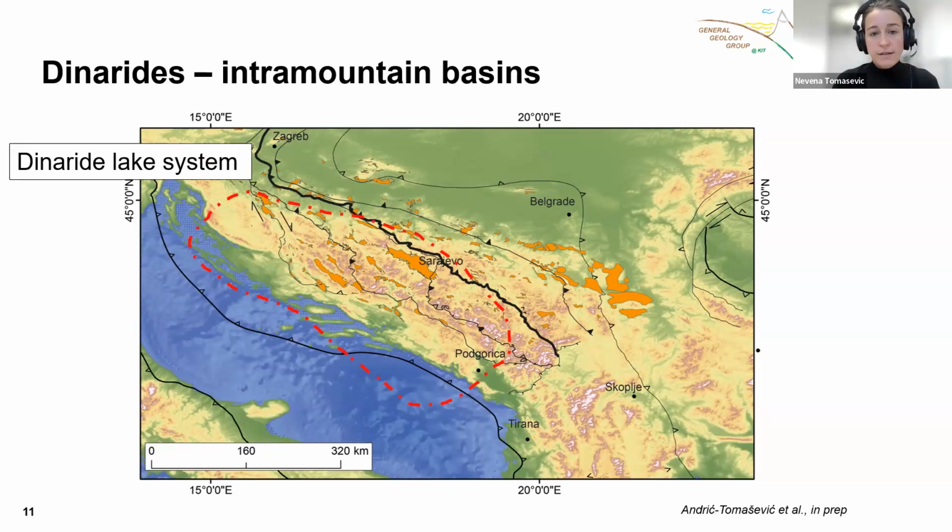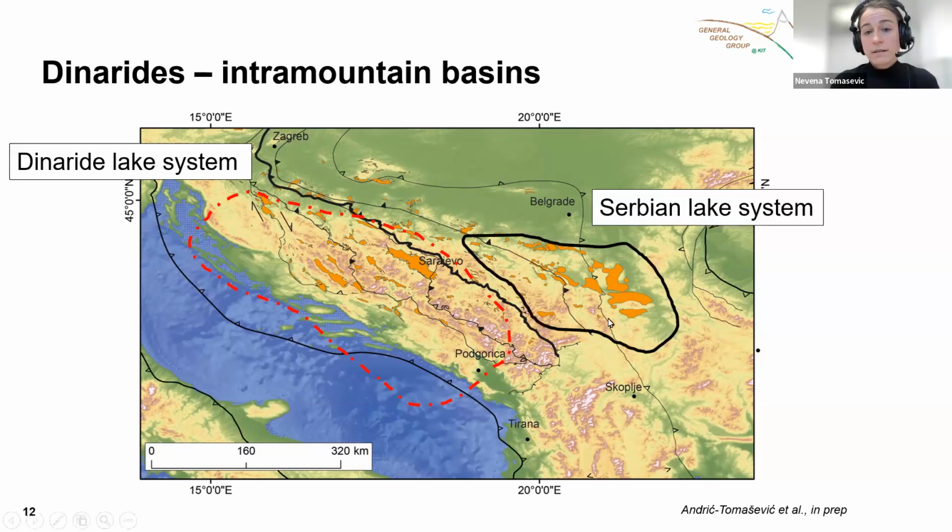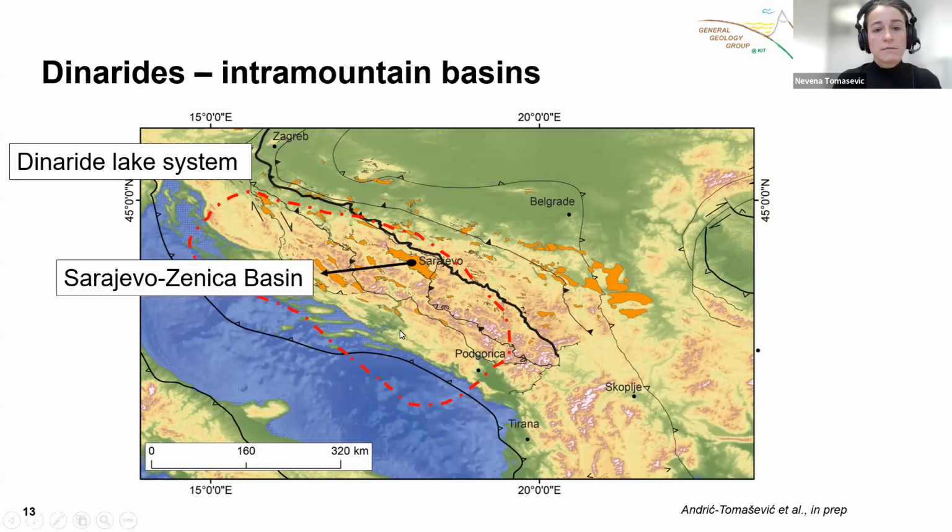Based on paleontological data, these lakes are divided into 2 provinces: the Dinaritic lake system, mostly located in the external part of the Dinarics, and the Serbian lake system, located in the internal part of the Dinarics. In the following slides, I will briefly introduce the tectono-sedimentary architecture of the Sarajevo-Zenica basin, which is representative of the Dinaritic lake system, and is located almost at the transition between these 2 systems.